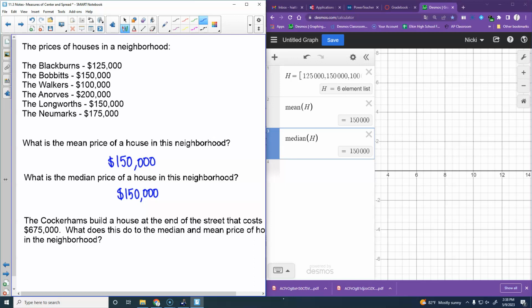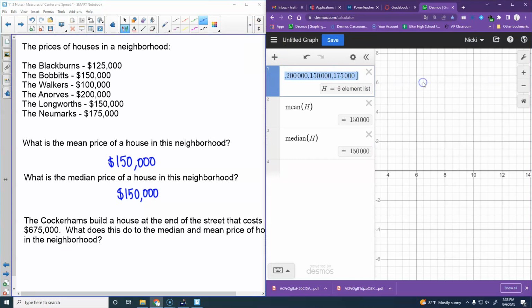What does this do to the median and mean price of the homes in the neighborhood? Okay, so just make a prediction real quick. What's going to happen? They're going up, right? They're looking for the big house, the really big one. So this is going to go up. But what I want to do is consider how much this affects our values.